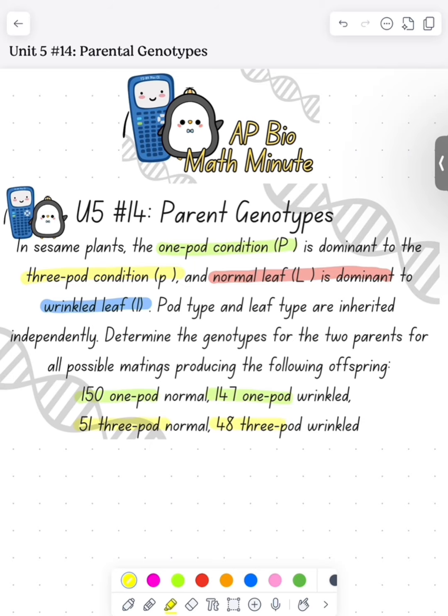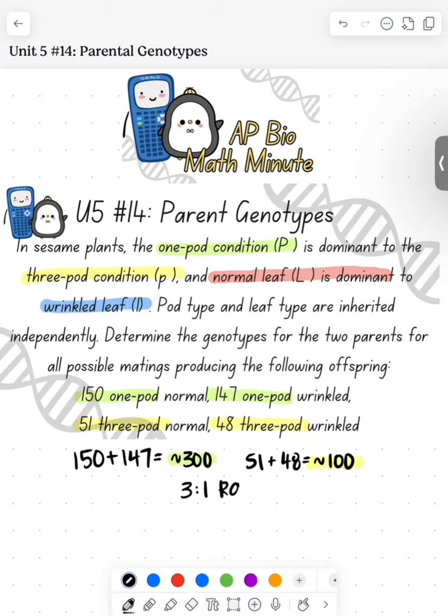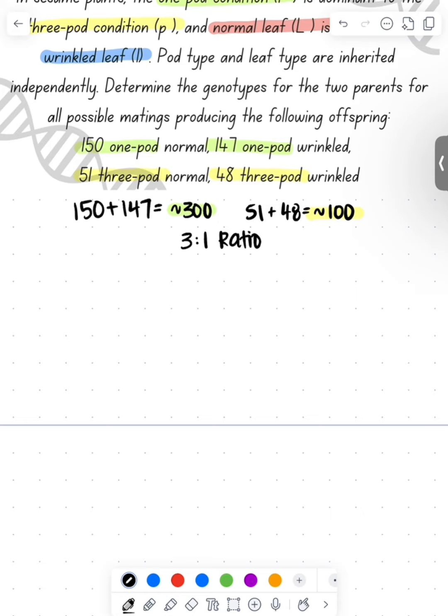So 150 one-pod plus the 147 that are also one-pod, that's about 300 of them that are one-pod. And then 51 that are three-pod and 48 that are three-pod added together is about 100. So that shows us that we have a 3-to-1 ratio of the one-pod to the three-pod. So if we do a Punnett square to check ourselves, I believe that this is going to be a monohybrid cross, so both parents are heterozygous.